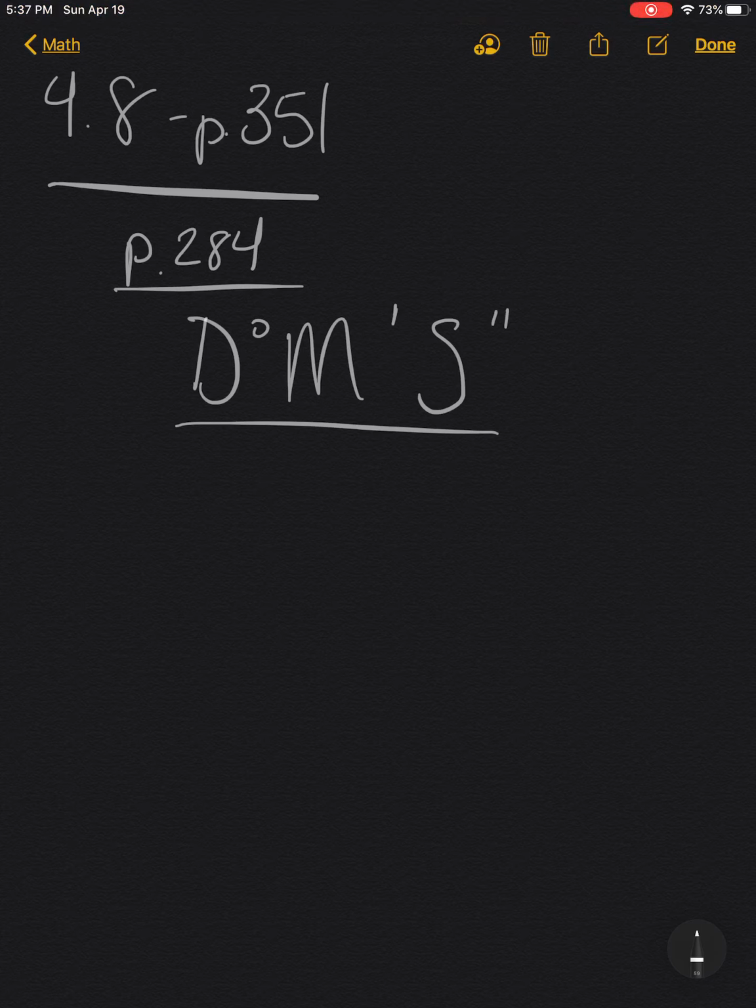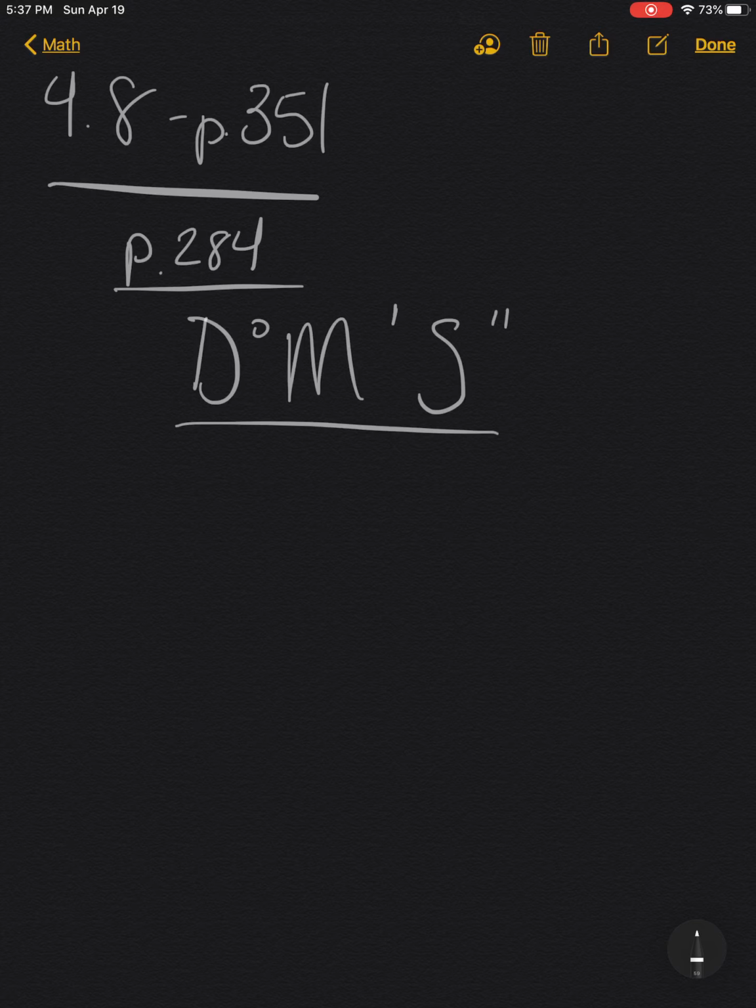Hello everyone. Today we're going to be looking at section 4.8 on page 351, which is applying what we have now learned about trig functions and their inverses to solve problems. Some of them will be word problems, today's will not. Today we will just be talking about right triangles.